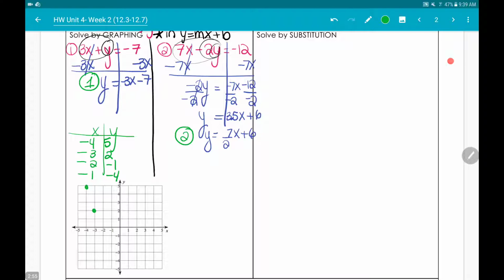We know based off here, our slope, the graph is going down 3 spaces over 1. So that's equation 1. Make sure you are labeling.